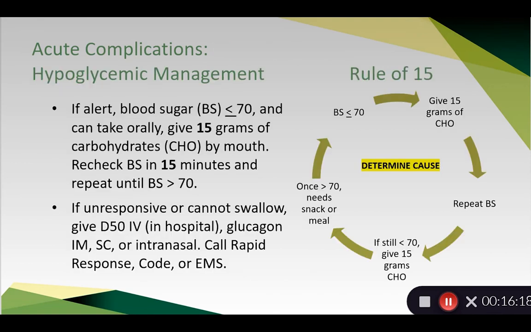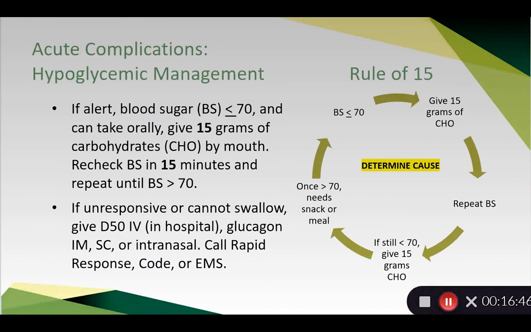So let me go through what we call the rule of 15. I think this is very important as a provider for you to know, but also to teach your patient. If you have a blood sugar that is less than 70, it's important that we give 15 grams of carbohydrates every 15 minutes until the blood sugar is above 70. That's why we call it the rule of 15. So in the rule of 15, blood sugar is less than 70, we give 15 grams of carbohydrates.